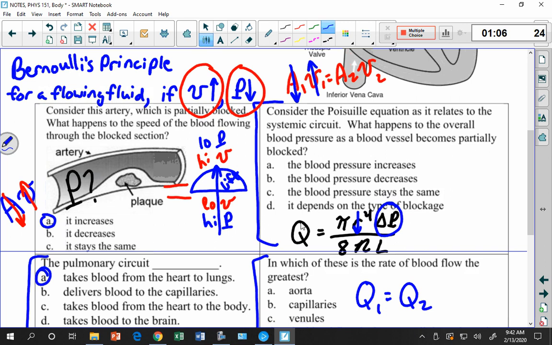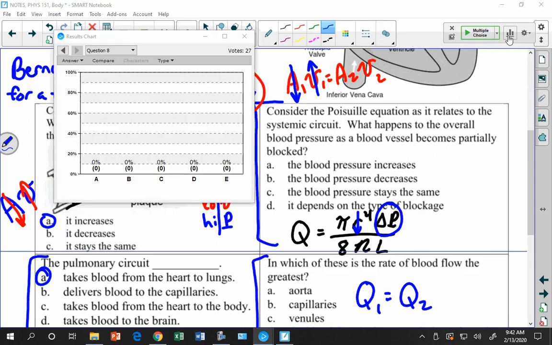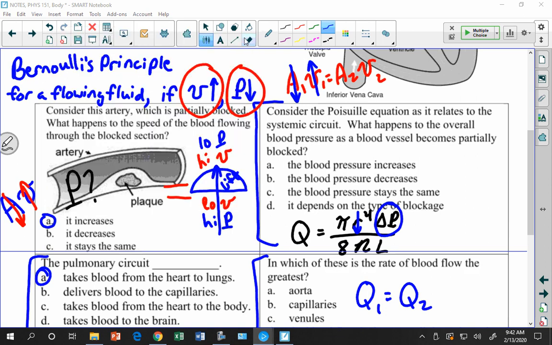Okay, good. I'm going to stop at 1:15. Okay, good. A is right. And that's sort of what you would think, that if you get this blockage of your artery, then you'll have an increase in blood pressure.